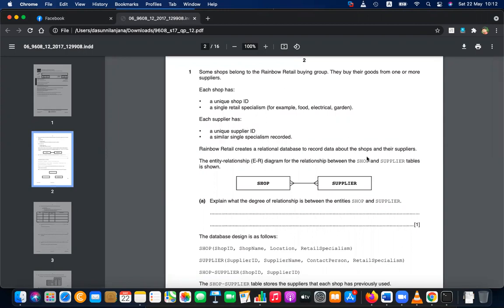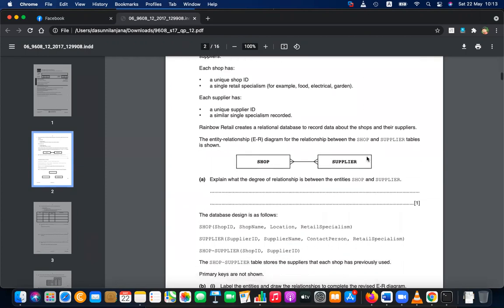Each shop has a unique shop ID and a single retail specialism, so what they are selling. Each supplier has a unique supplier ID and a single specialism that is also recorded. Rainbow Retail creates a relational database to record their data about shops and their suppliers. So it's asking for the ER diagram, and crow's foot notation is given.